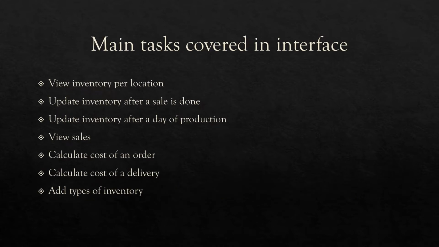So these are the main tasks covered in the interface. You can view inventory per location, update inventory after a sale is done, update inventory after a day of production, view sales, calculate what an order will cost, calculate what a delivery will cost, and also add different types of inventory.